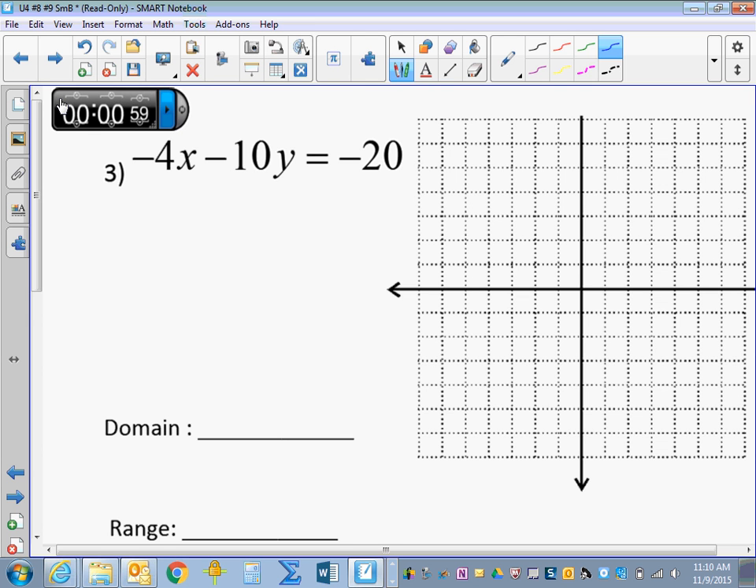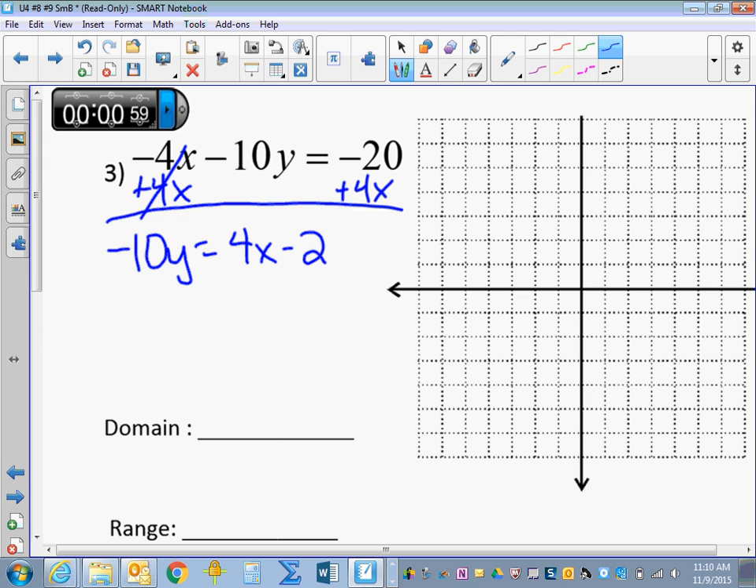We need to add 4x. Alright, so we get negative 10y equals 4x minus 20. Raise your hand if you got this part. Good. Next step, divide by negative 10.